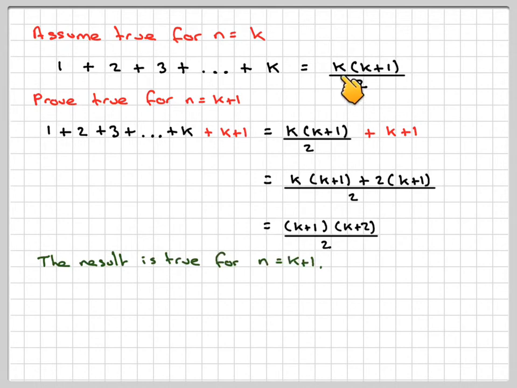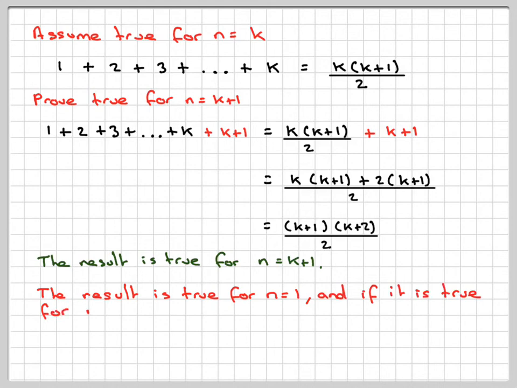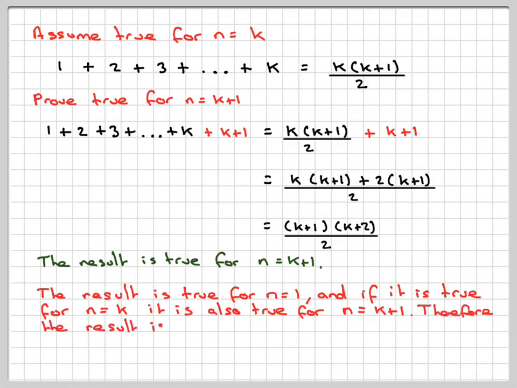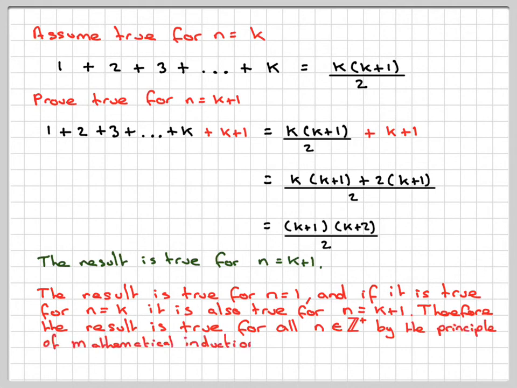Let's see why. Well, if we put k + 1 there instead of k, we get k + 1. And if we put k + 1 instead of k here, we get (k + 1) times ((k + 1) + 1), which is k + 2, which is what we would expect. Then don't forget to write out the conclusion. The result is true for n = 1, and if it's true for n = k, it is also true for n = k + 1. And therefore, the result is true for all n belonging to the positive integers by the principle of mathematical induction.